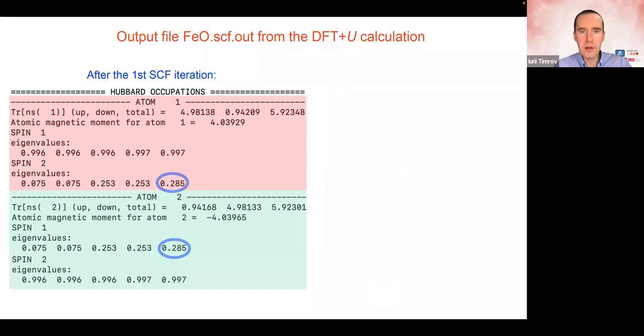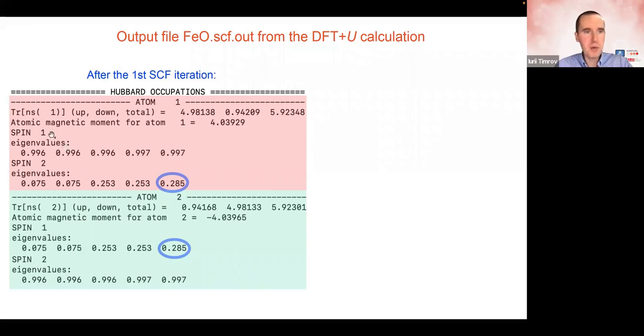We need to do some trick, if we can say it like that. So we need to inspect the output file and check the Hubbard occupations and try to understand what's happening. So this is a screenshot of the output file of the DFT+U calculation. So as I said, atom 1 is iron 1 in red, and atom 2 is iron 2 in green.